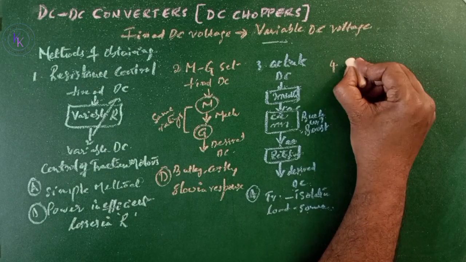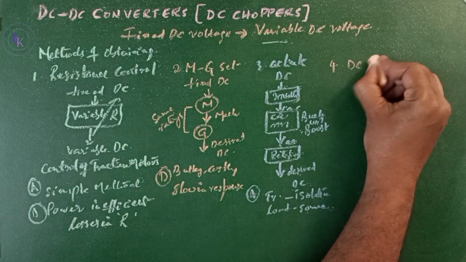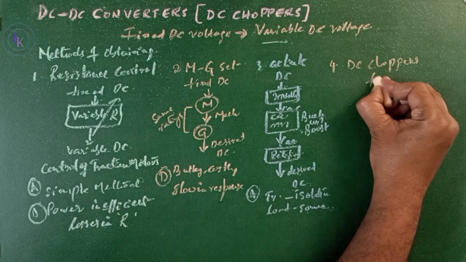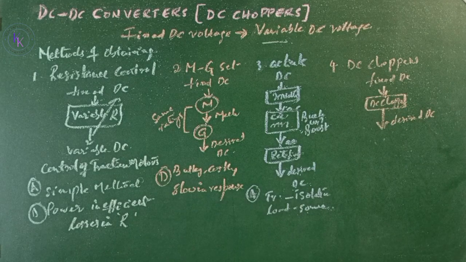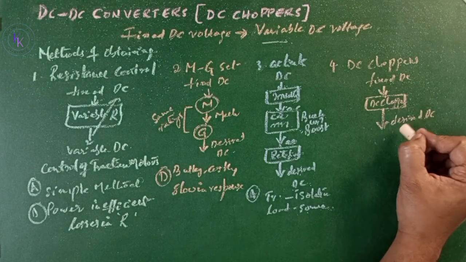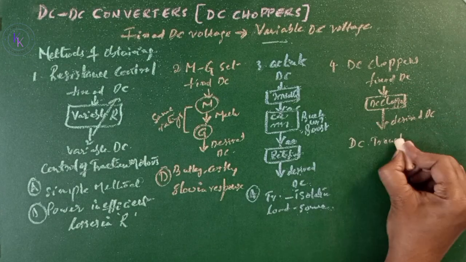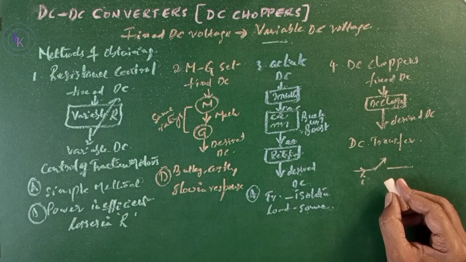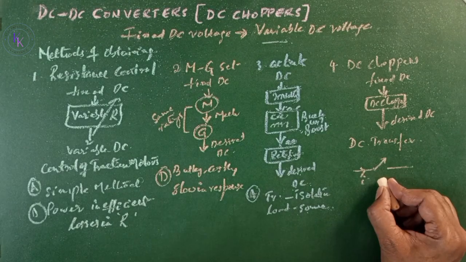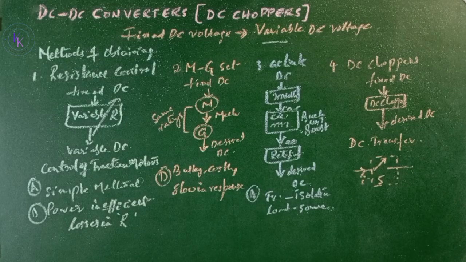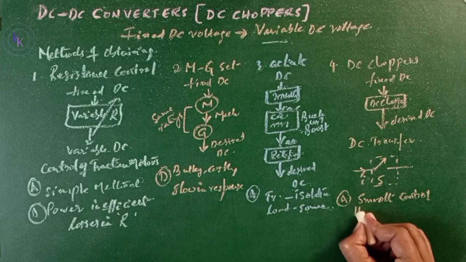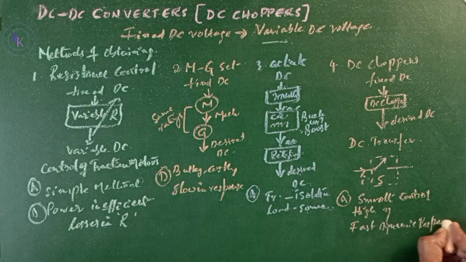The fourth method, the DC to DC converters or DC choppers. Here, the fixed DC is given to the DC chopper and you will be getting desired DC. So it directly converts from fixed DC to desired DC, equivalent to a DC transformer, we can say. In DC choppers, a high-speed on-off semiconductor switch is used. When the switch is off, no current flows. When the switch is on, the current flows. The advantage of using this method is smooth control, high efficiency, fast dynamic response.